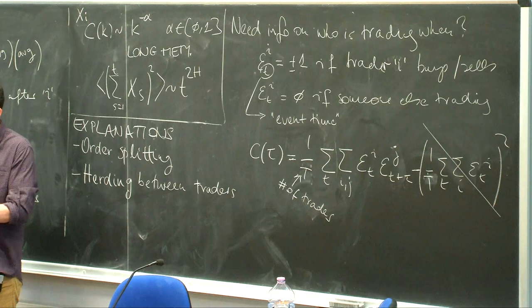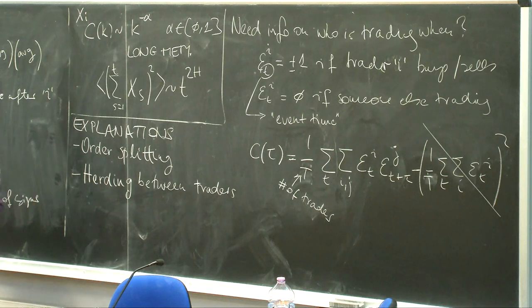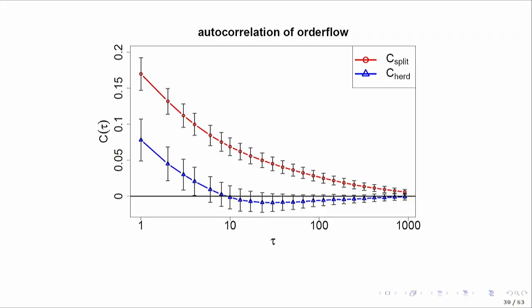Okay, if you want to trade a realistic quantity, how much time do you have to spend trading this? But it can be quantitatively seen that indeed it's the splitting part that dominates. So okay, I think we should stop.